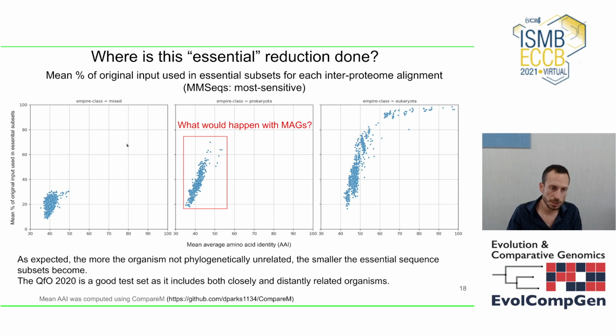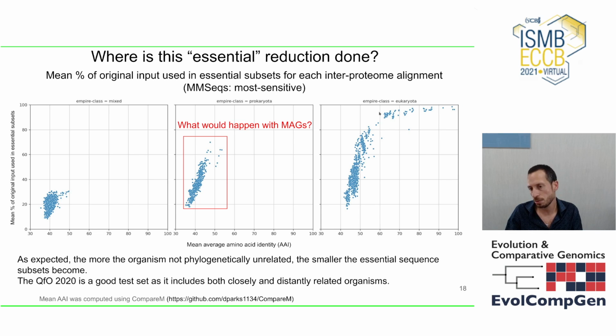So on the left, what is labeled as mixed are prokaryotes aligned to eukaryotes or vice versa. As you would expect, as they are very distant phylogenetically, we avoid a lot of sequences. The subsets are very small. We can see that the prokaryotes in this block have a more different distribution. And what happens with MAGs, I think that what we are doing now will be very important for MAGs, because MAGs can be very different, low quality, good quality mix, so we could save a lot of time, I think.